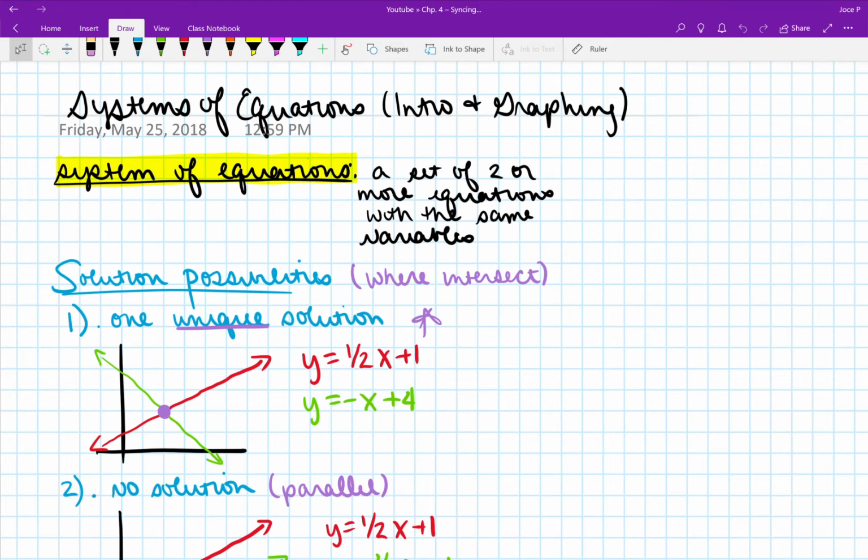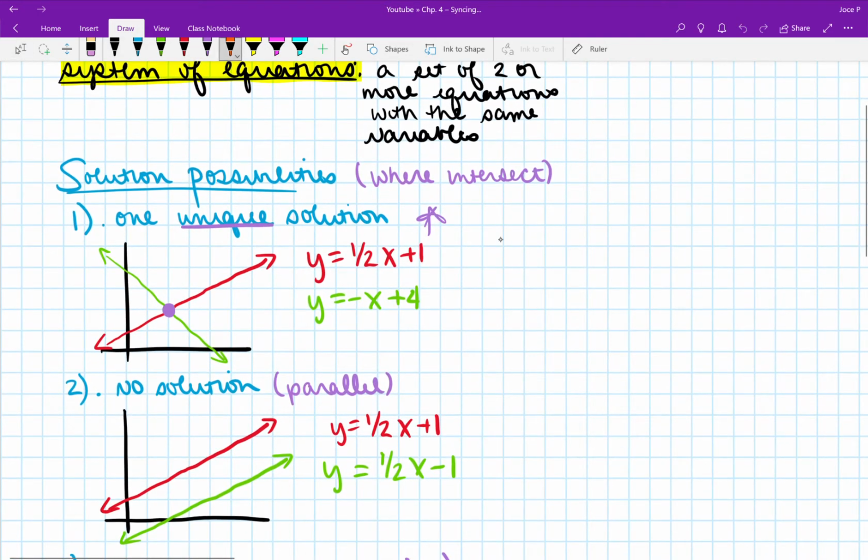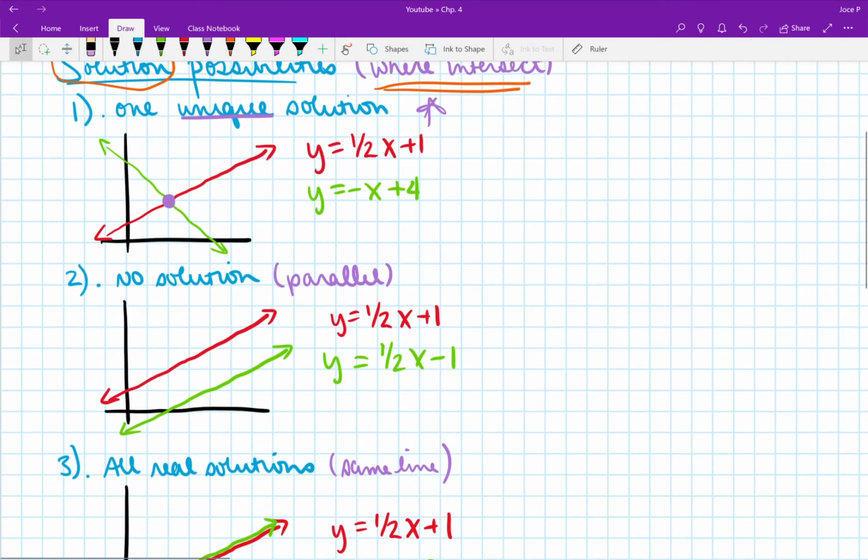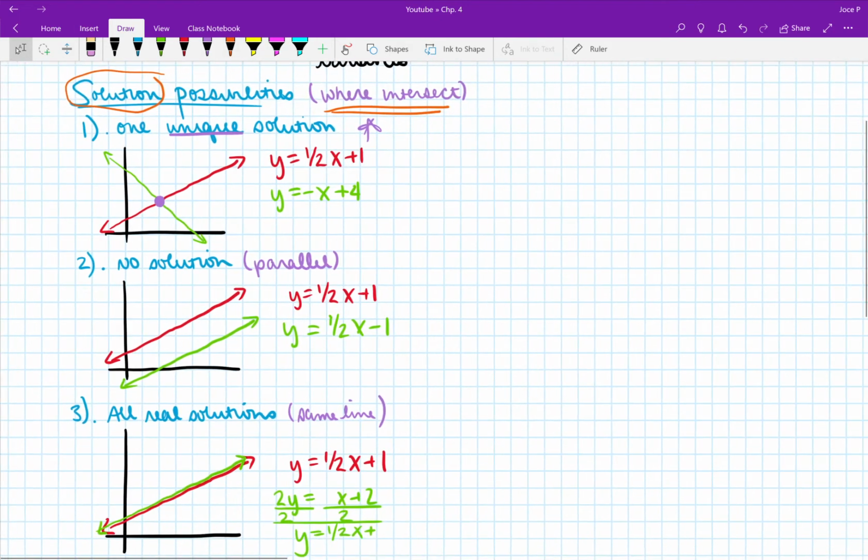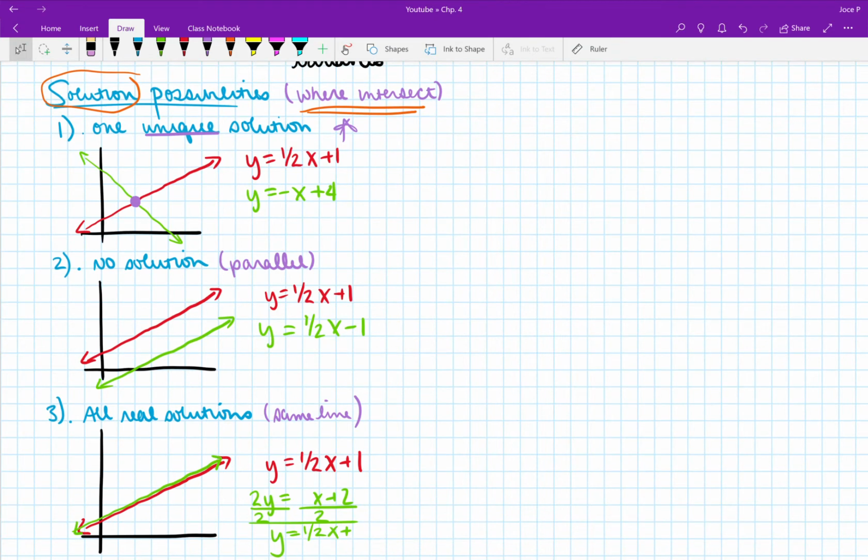So first of all, what is a system of equations? A system of equations is a set of two or more equations with the same variables. Now I want to add in something else here. I want to circle this one part, solution. We discussed in the last lesson what a solution is. Solution is where the two or more lines, we're only going to deal with two lines for this lesson, where the two lines will intersect. And we also discussed this when we were looking at parallel versus perpendicular lines, the solution possibilities.